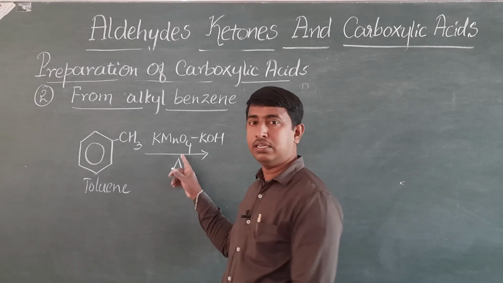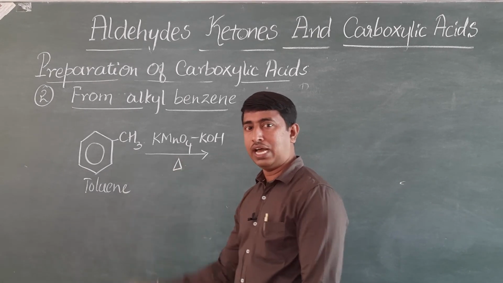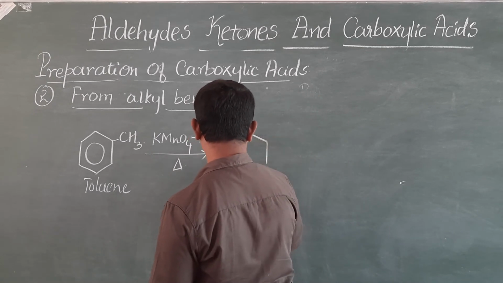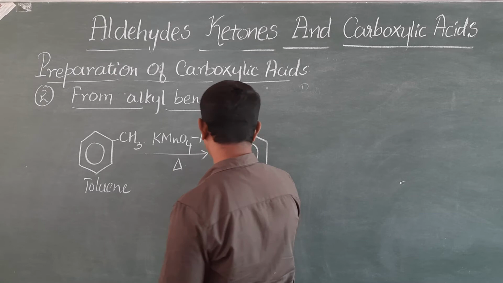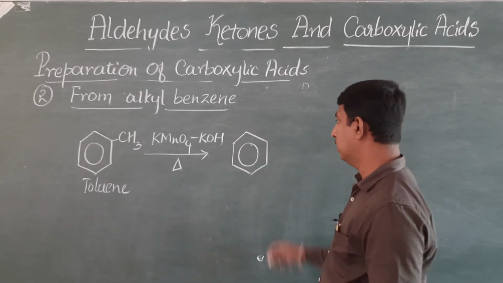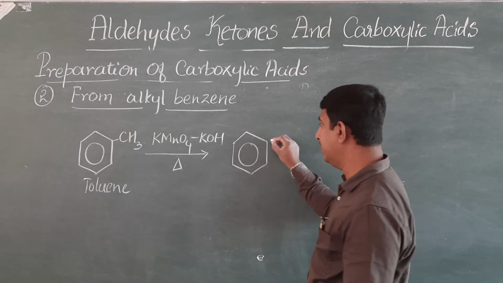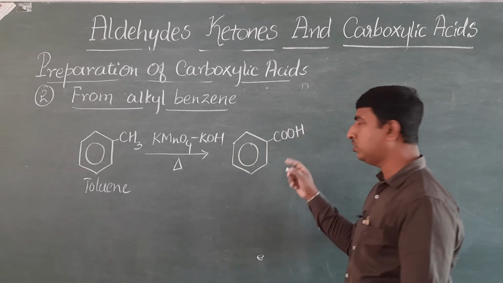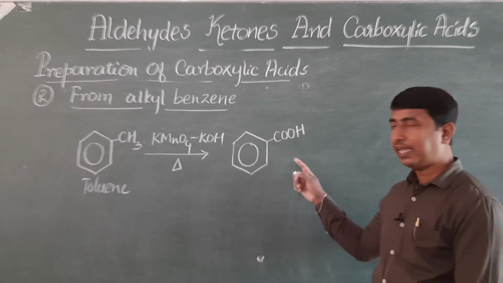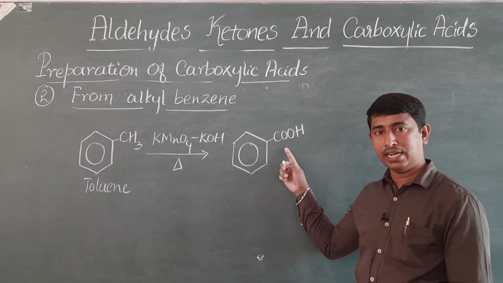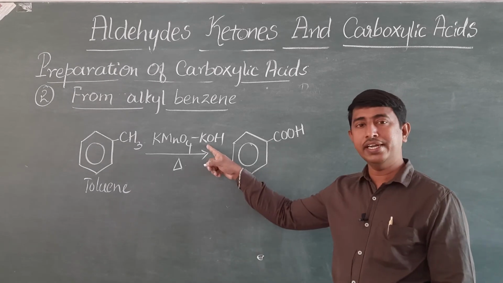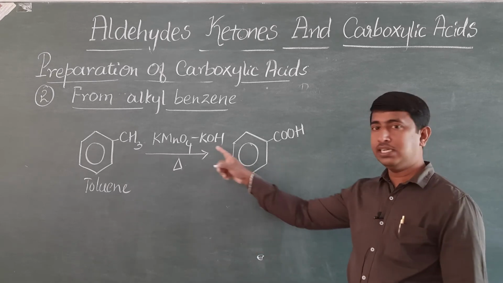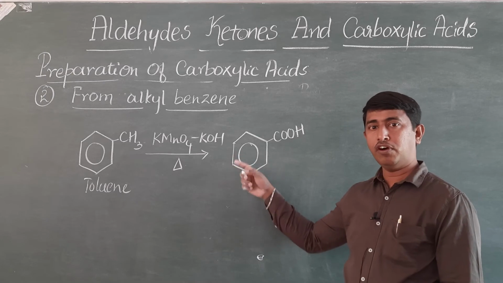So methyl benzene upon oxidation using alkaline KMnO4 will give what? It will give aromatic acid containing COOH. Now what happens to COOH? Once again same concept. Carboxylic acids are acidic. The reaction is taking place in basic or alkaline medium. This acid reacts with the base forming salt.